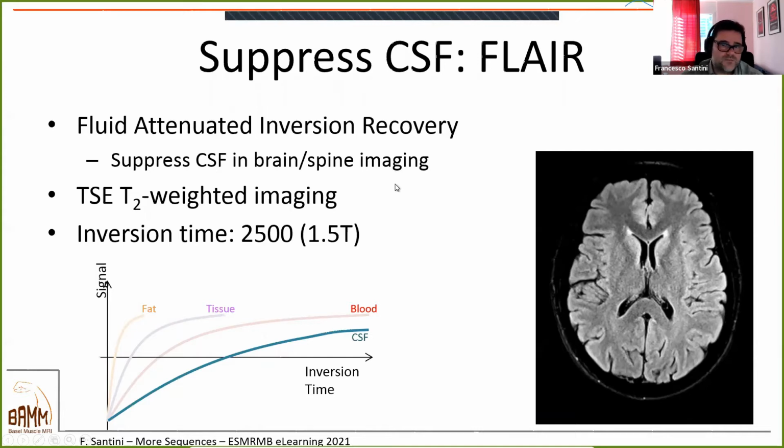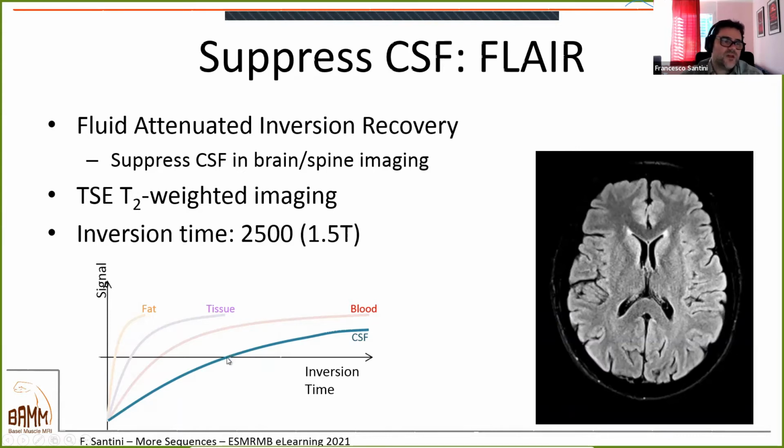So by now you know what inversion recovery means. We've used it for fat in the STIR sequence. But in this case, we want to suppress the CSF in mostly brain and spine imaging. So fluid is really the free fluid, and the free fluid is mostly CSF. The free fluid has the longest T1 of all. So also the inversion time that you use to suppress the fluid is very long. You see at 1.5 Tesla is 2500 milliseconds, so it's more than 2 seconds.